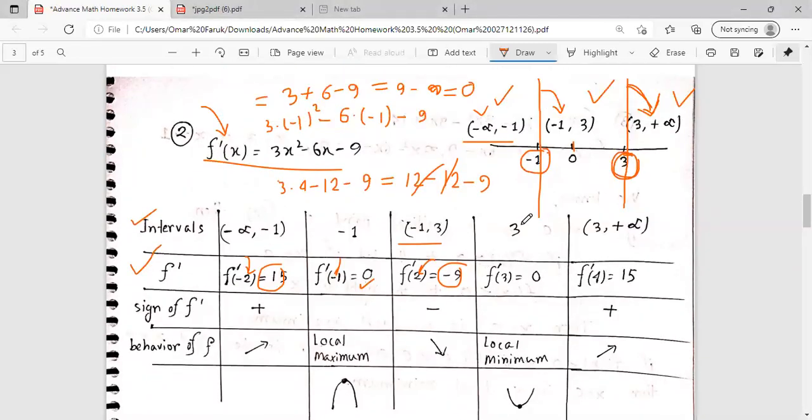So now we substitute 3. Okay, I was talking in Bangla.